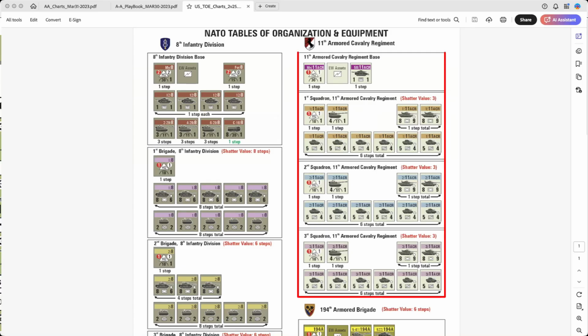Referring to the TO&E charts for NATO in the 5th Corps game, we can see the entire 11th Armored Cavalry Regiment in the box on the right. Again, only the maneuver units, the M1 Abrams units and the M3 Bradley units inside the red outlines, are termed cavalry units and therefore eligible to screen.